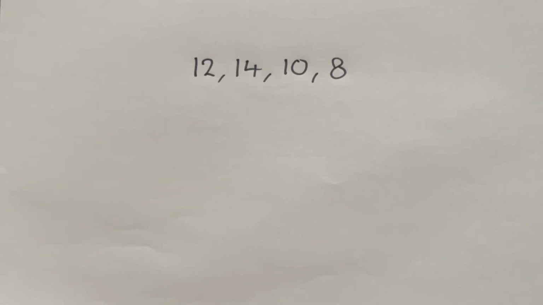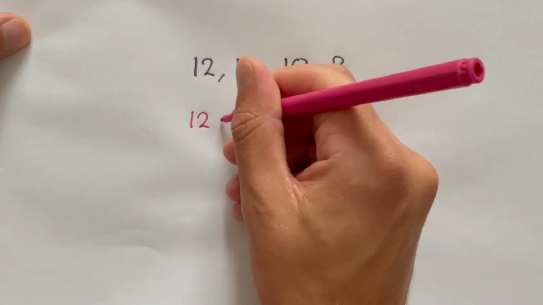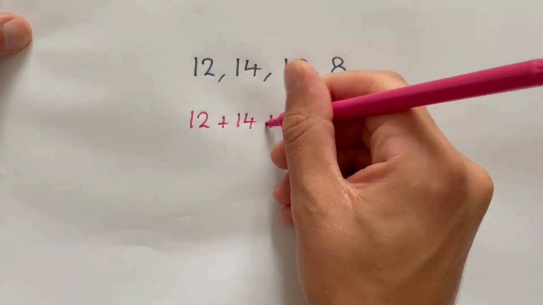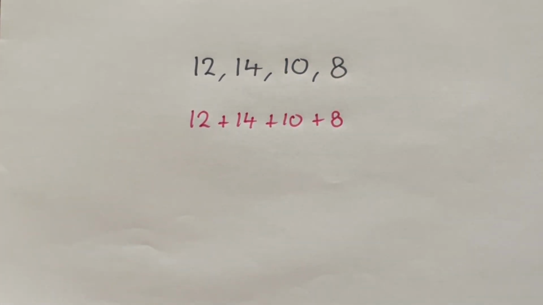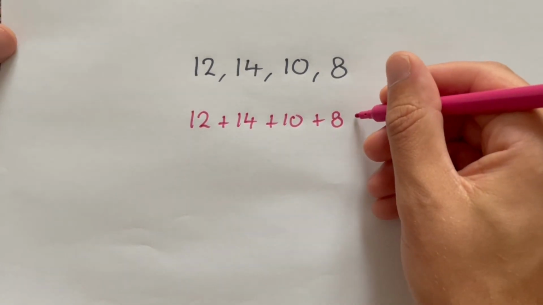Let's find the mean again of this second set of data. Again, we need to add all of the numbers together and divide by how many numbers we see. So we are doing 12, add 14, add 10, add 8. And when we add those numbers together, that gives us 44.